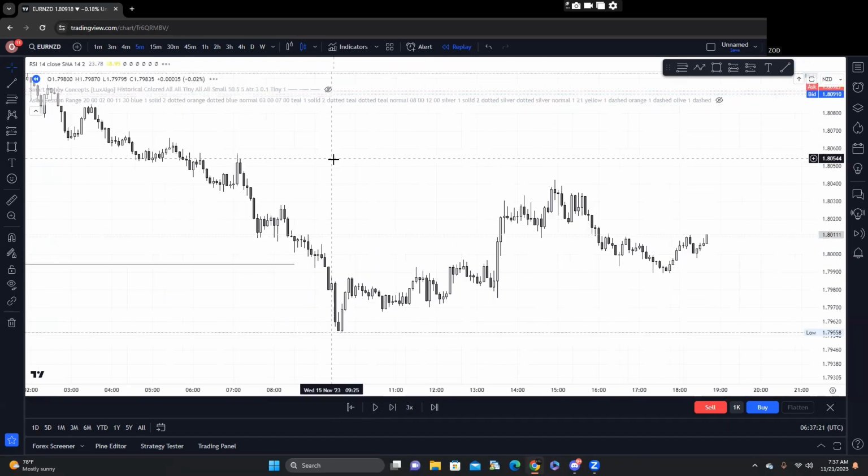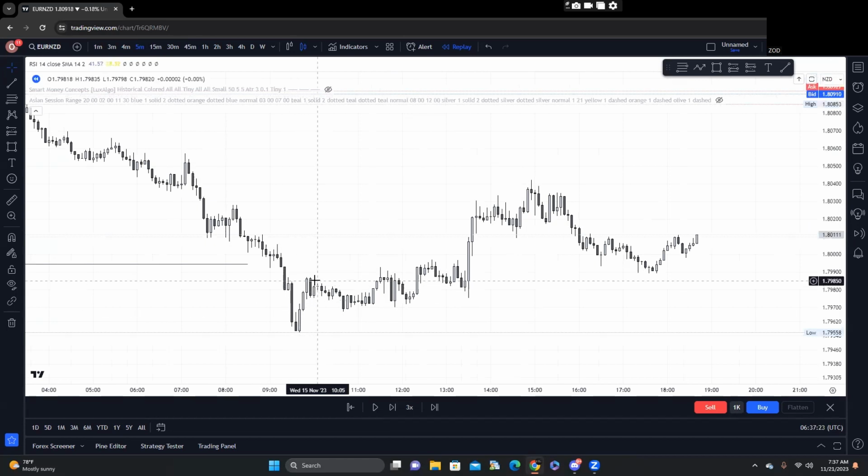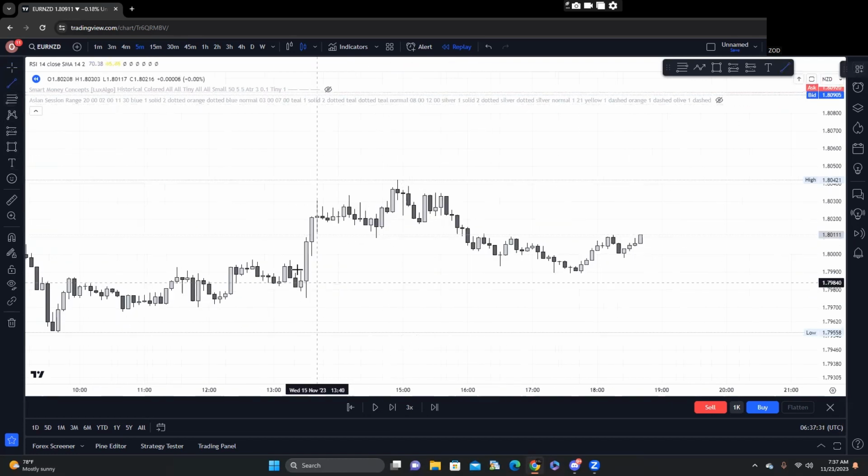I think I entered it on a 5-minute time frame. Good. So on 5 minutes, it's printing a higher high, higher low, higher high, higher low, higher high, higher low, higher high. And what do we have here? If you look closely, you can see that we have another break of structure.